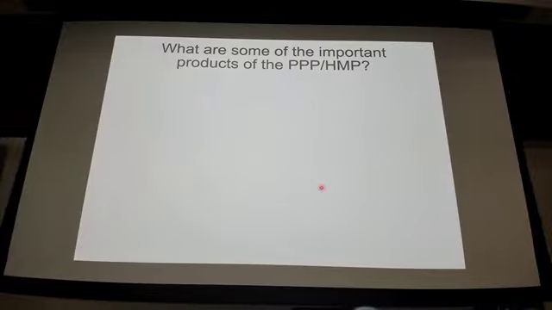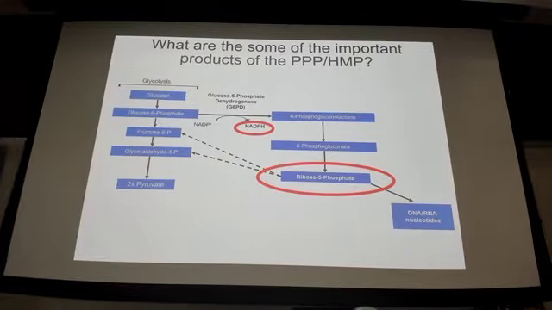Right? So, just some questions. What are some of the most important products of the hexose monophosphate pathway? NADPH and ribose, right? Any questions about that?